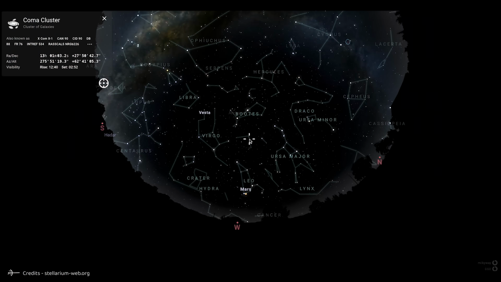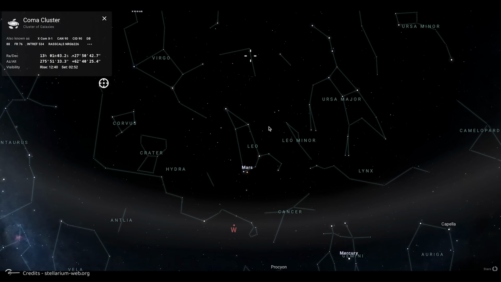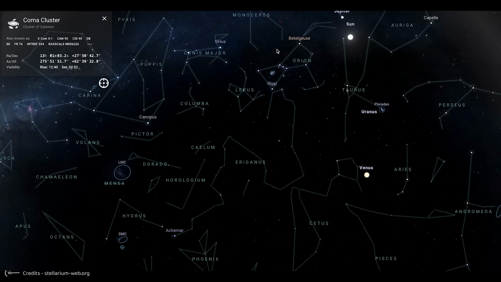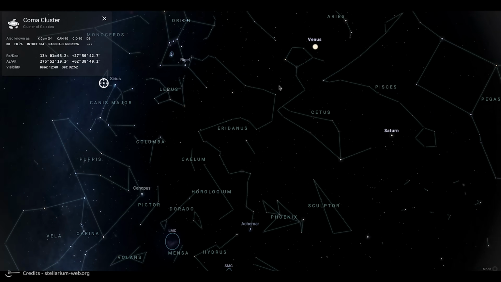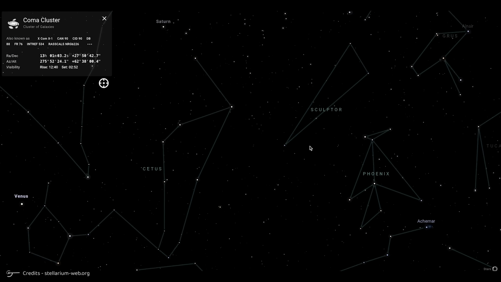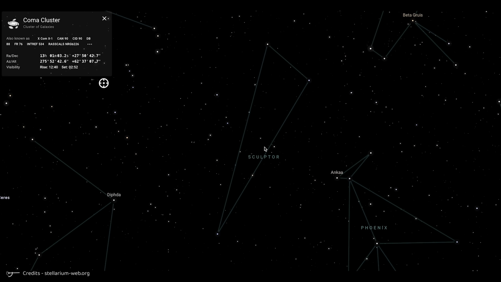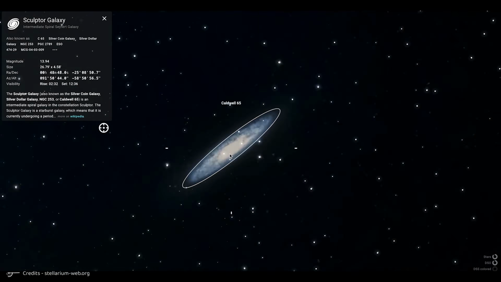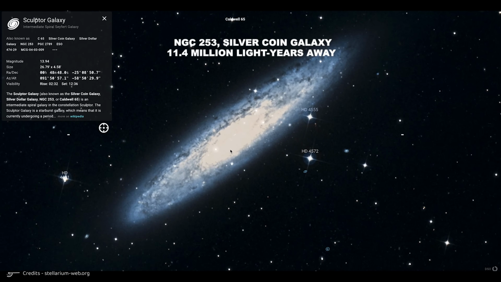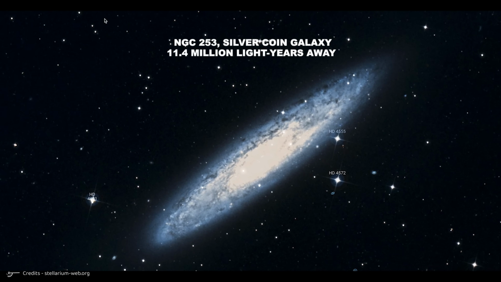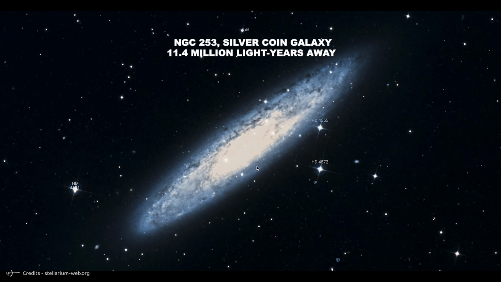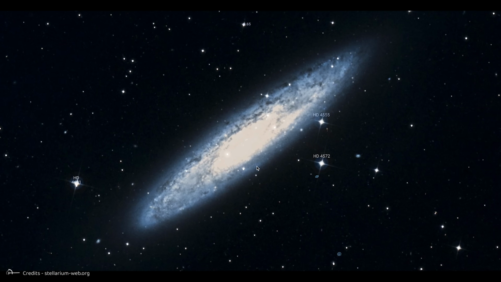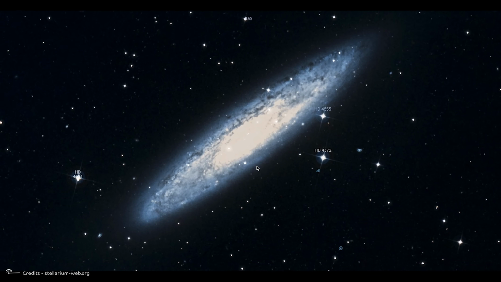Now, if we completely reverse direction and look below the Milky Way, toward the galactic South Pole, the panorama changes radically. Orient yourself toward the constellation Sculptor. One of the most prominent objects in this direction is NGC 253, the Silver Coin Galaxy, located about 11.4 million light-years away, one of the closest galaxies outside our local group.